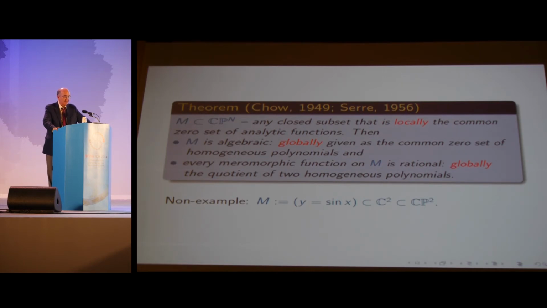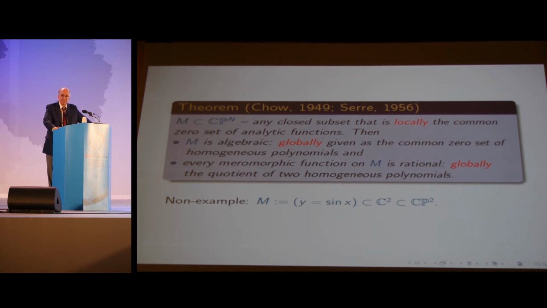So if I have a closed subset of CPN that can locally be defined by a bunch of analytic functions, then the first claim is that in fact it is algebraic. That means that it can globally be defined as the common zero set of homogeneous polynomials. And the second claim is that every meromorphic function on M is rational. So there are two homogeneous polynomials of the same degree, such that their quotient, when restricted to M, gives exactly this meromorphic function. And so somehow, if you are working on compact complex objects, then you have to do algebraic geometry.